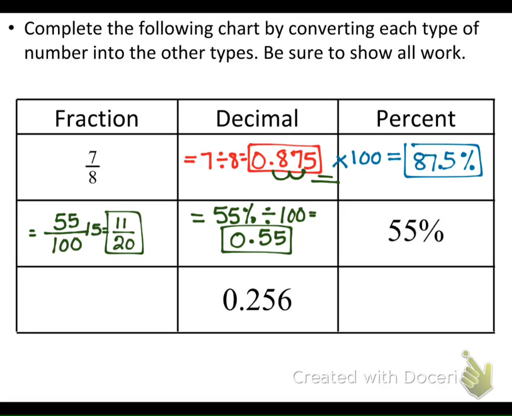Okay, so now I come to the last part of my chart. The last part of my chart, I'm starting with what type of number do I have here, Cody? A decimal. So Cody, you get to pick whether to change his decimal to a percent or if you want to change his decimal to a fraction. What would you prefer to do?